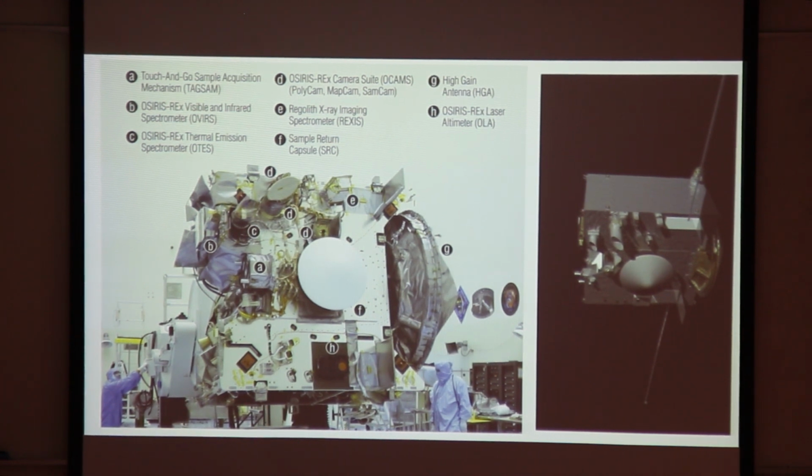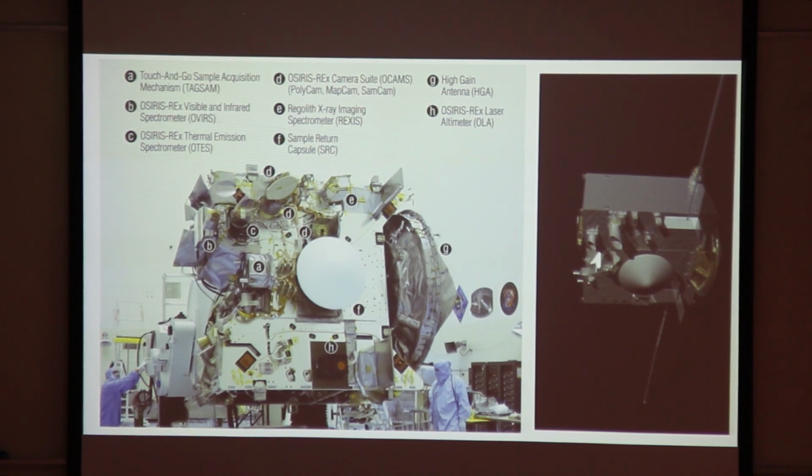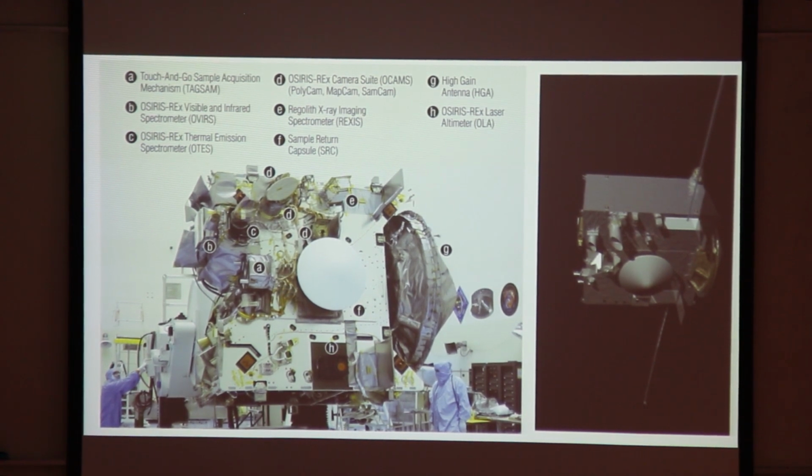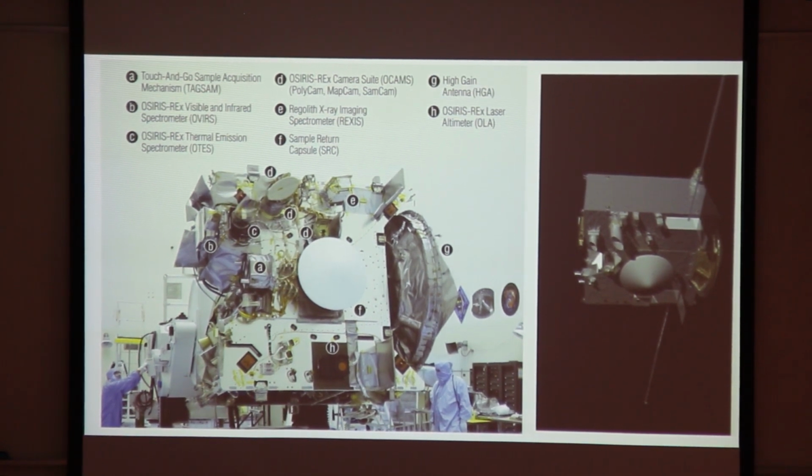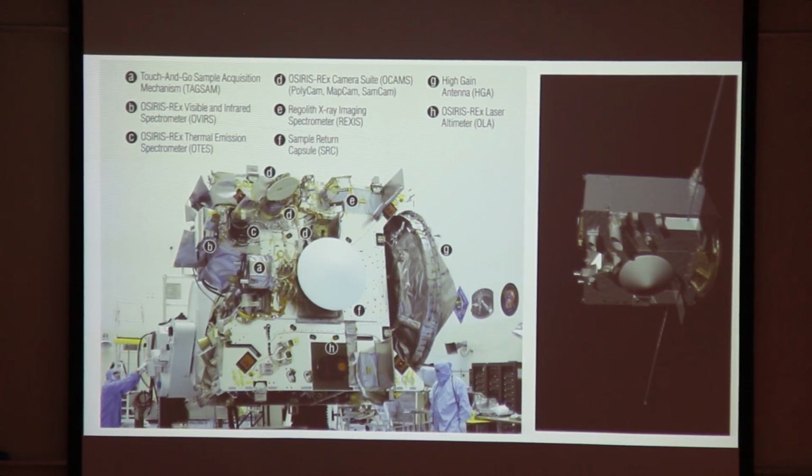And we also have a laser altimeter. This is to refine the shape models. Once you arrive at the asteroid, we need a better high-resolution shape model in order to make digital terrain models, to evaluate these sites on the surface without any obstacles or any boulders present.